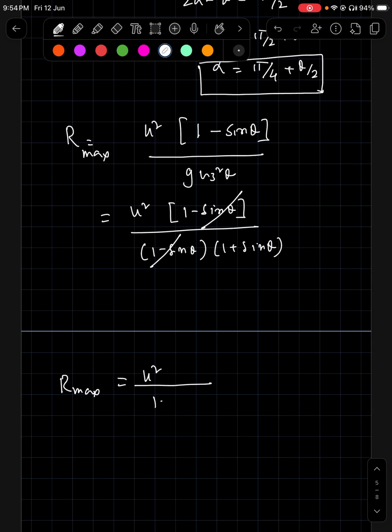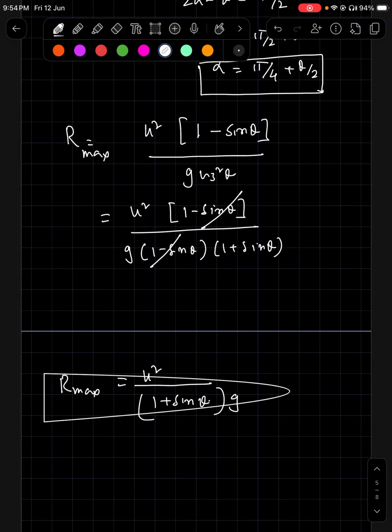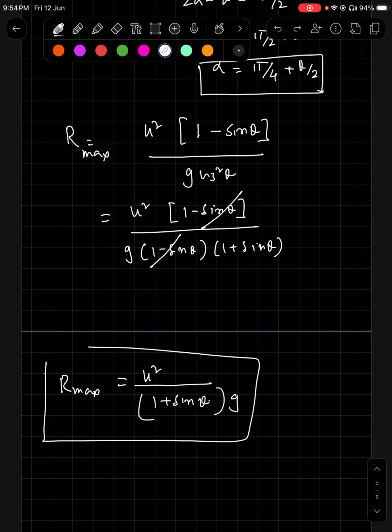So R max becomes u square by g into 1 plus sine theta. A g should be there in the denominator, otherwise the dimensions cannot be matched on both sides. I have to box this equation, very important. So we have found the R max on the inclined plane, and we can check the result as well.